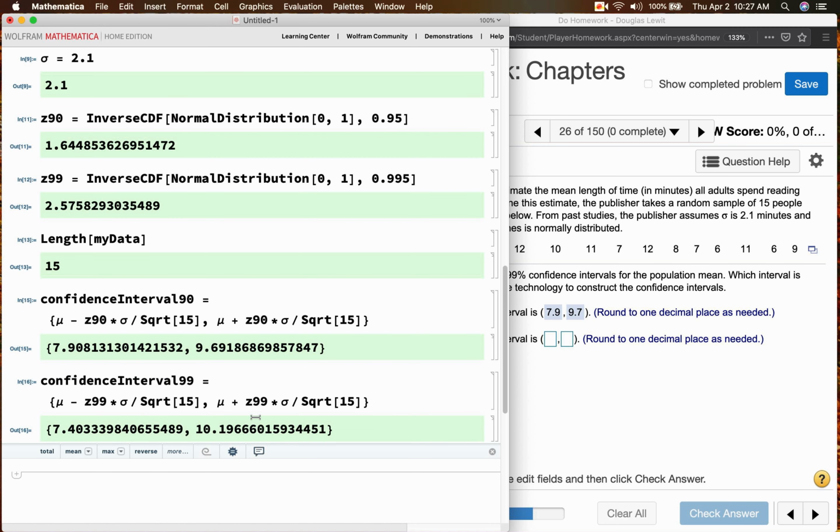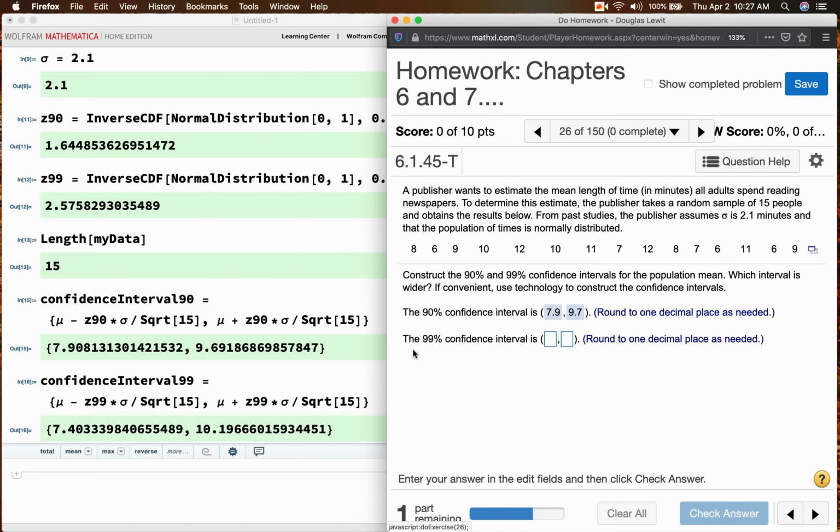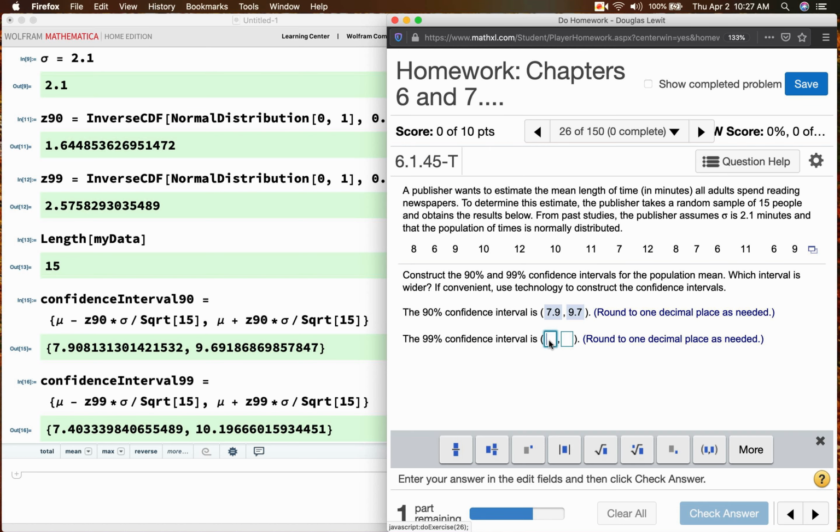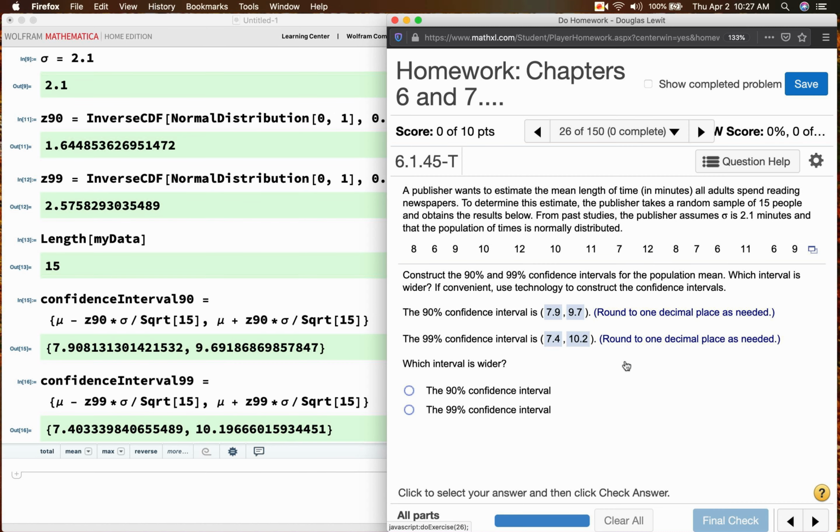The 99% confidence interval is going to be, I am 99% confident that the real mean is between 7.4, it just wants one decimal place, and 10.2. And this is always going to be the case. The 99% confidence interval has to be bigger, wider than the 90% confidence interval.